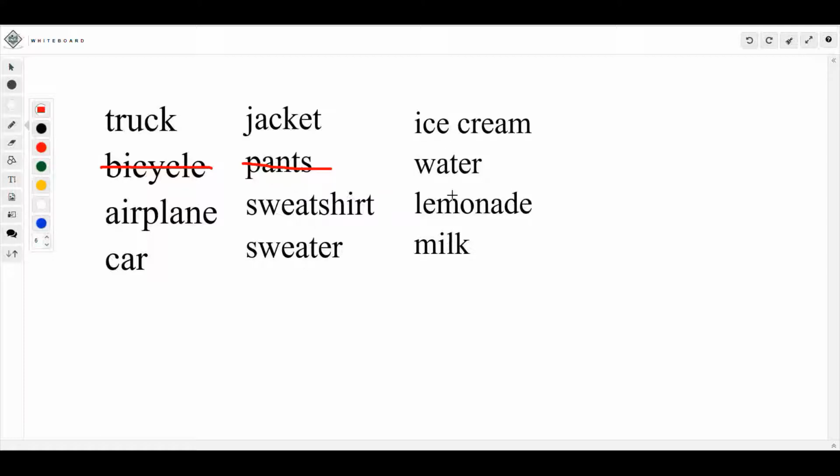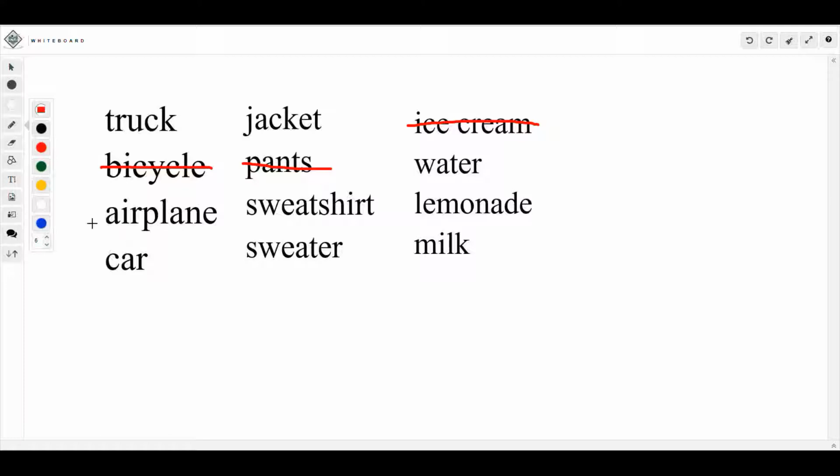Let's look at this. Which one of these here does not belong? Did you say ice cream? Because these are things that you can drink. I guess you could technically drink ice cream if you wanted to, but then it wouldn't be ice cream. It would be melted cream, I guess. But the other three are related because they're all three things that you drink, right?